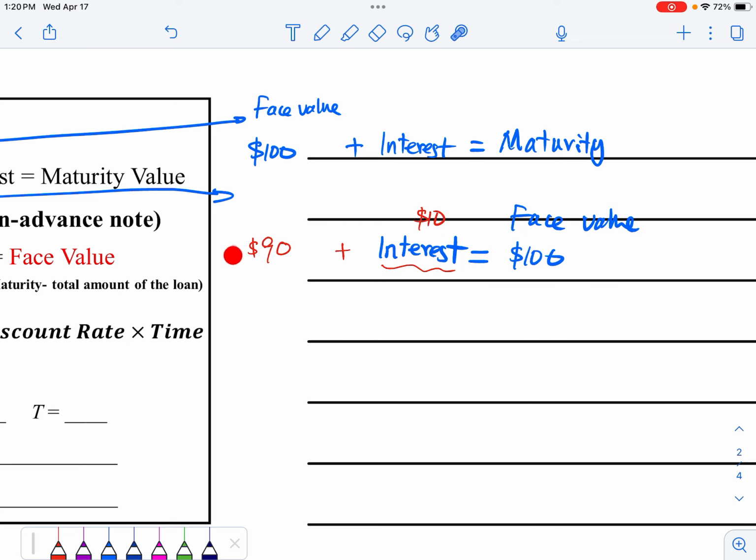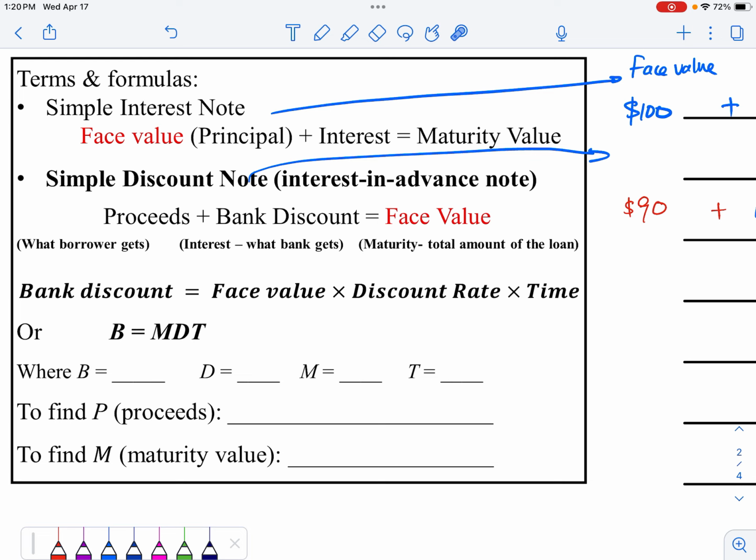Okay, all right. My suggestion is to pause for a little. Ask yourself, do you know what proceeds is? Are you able to describe it? Do you know what the bank discount is? Describe it. And in the simple discount notes, what is the face value? They are definitely different compared to the simple interest notes.